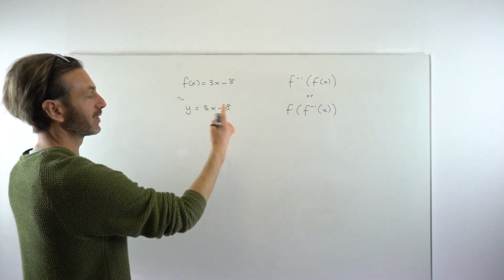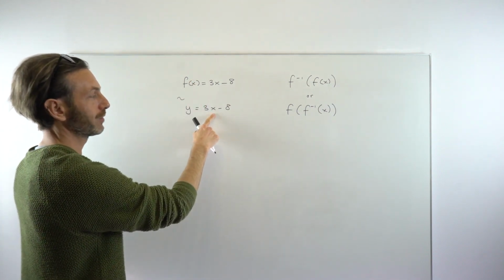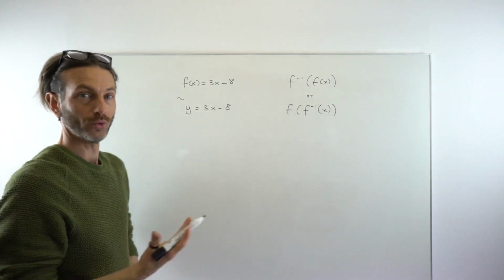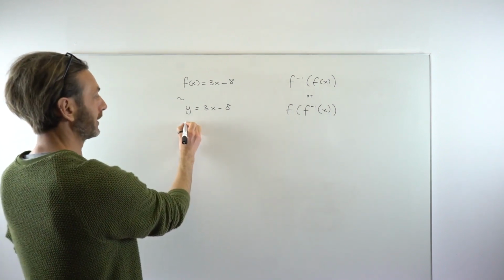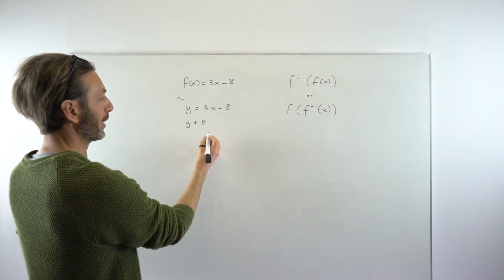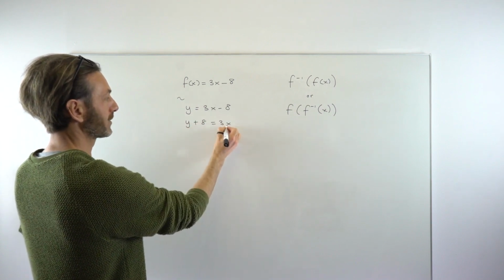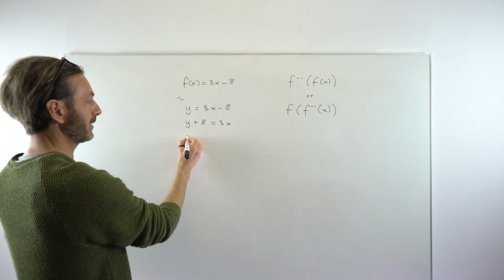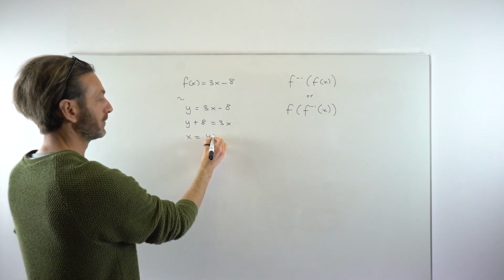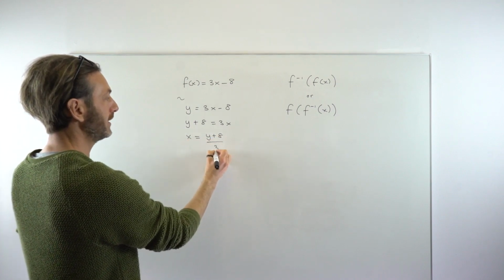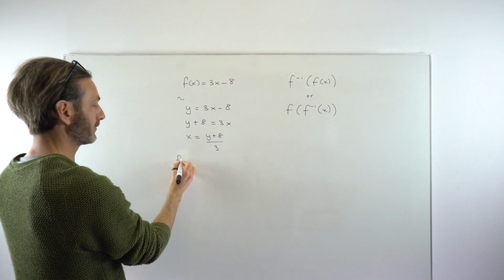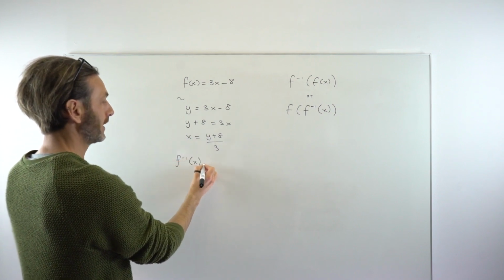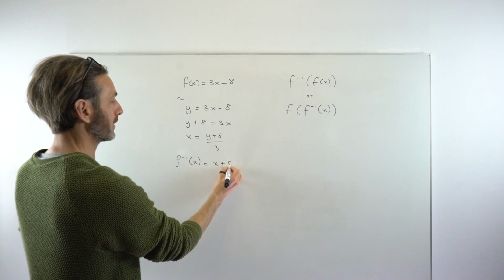And then making the inverse is essentially changing the subject of the formula to the other variable, so x in this case. So if I add 8 to both sides, I will get y plus 8 equals 3x, and then divide both sides by 3, and I would get x equals y plus 8 over 3. And that would tell me that the inverse, f to the minus 1 of x, is going to be equal to x plus 8 over 3.